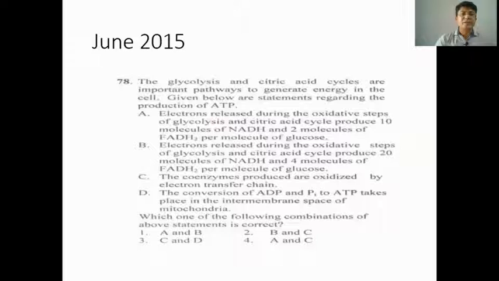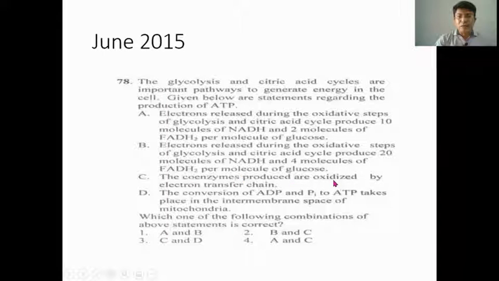So let us come to the discussion on the questions. The glycolysis and TCA cycles are important pathways to generate energy in the cell. Given below are the statements regarding the production of ATP. A: Electrons released during the oxidation steps of glycolysis and TCA cycle produce 10 molecules of NADH and 2 molecules of FADH2 per molecule of glucose. This we have seen in the previous table. B: Electrons released during the oxidative steps of glycolysis and TCA cycle produce 20 molecules of NADH and 4 molecules of FADH2 per molecule of glucose.